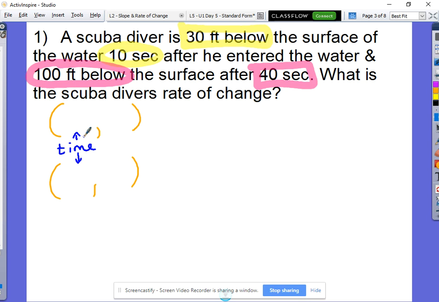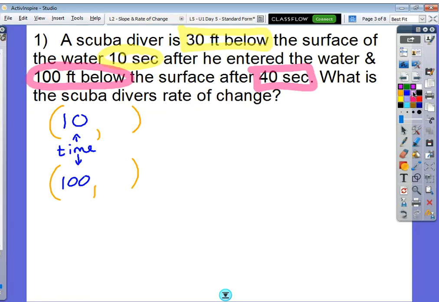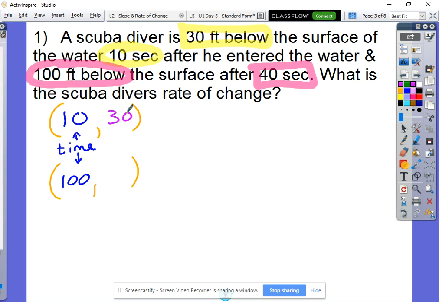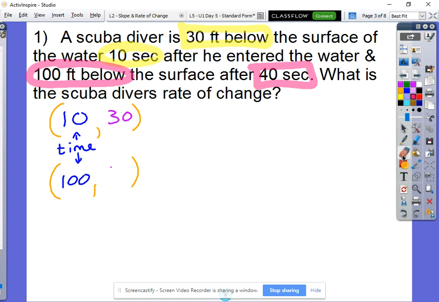So in our first point, our time was 10 seconds. So we have 10 seconds there. And our second point, our time was 100 seconds, right? So make sure you're putting time in the right place. That's so, so important. And now, here's the danger. The danger is that most of you, if you're not careful, are just going to throw in 30 and oops, I messed up here. Let's fix that.